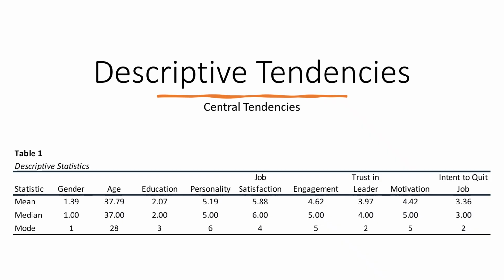Table 1 describes the means, medians, and modes of these study variables: gender of 1.39, 1.00, and 1; age 37.79, 37.00, and 28; education 2.07, 2.00, and 3; personality 5.19, 5.00, and 6; job satisfaction 5.88, 6.0, and 4; engagement 4.62, 5.0, and 5; trust in leader 3.97, 4.00, and 2; motivation 4.42, 5, and 5; and intent to quit job 3.36, 3.00, and 2, respectively.